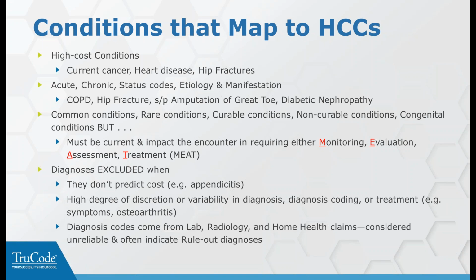They also exclude diagnoses that don't predict cost very well, such as appendicitis, or diagnoses that have a lot of variability in how they're coded, how they're documented, how they're treated, etc. And they also don't look very carefully at diagnoses that come from lab and radiology and home health claims. Those are not considered to be very reliable, and often they indicate rule-out diagnoses anyway.